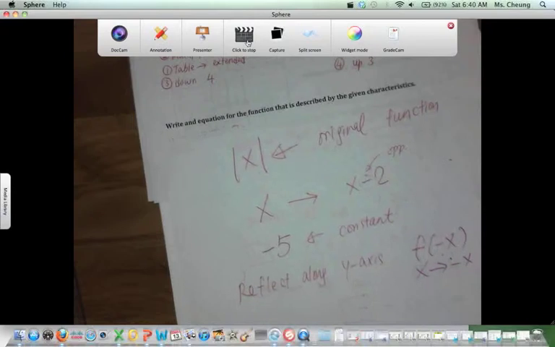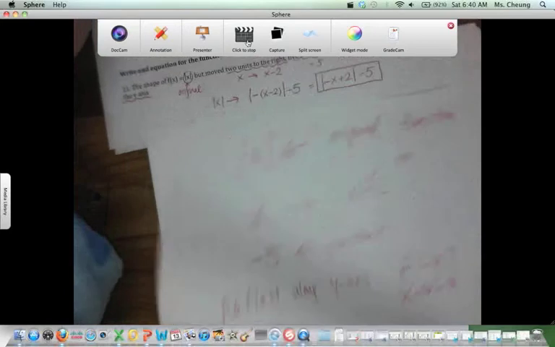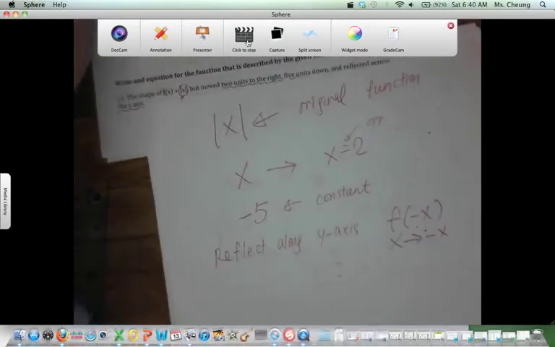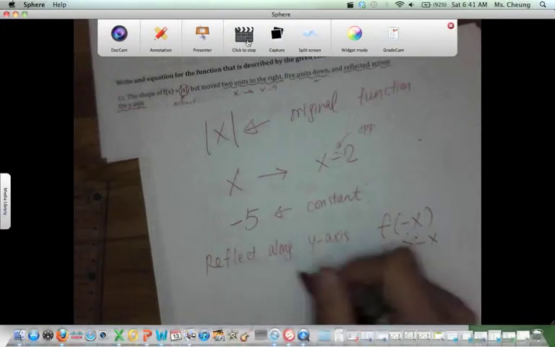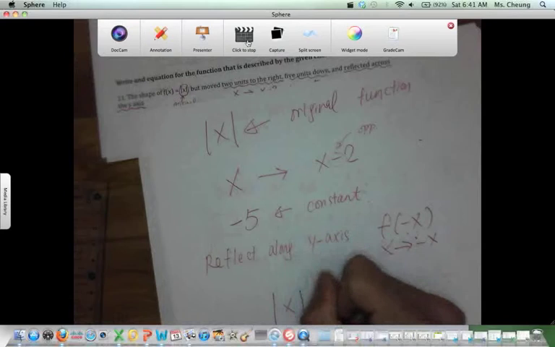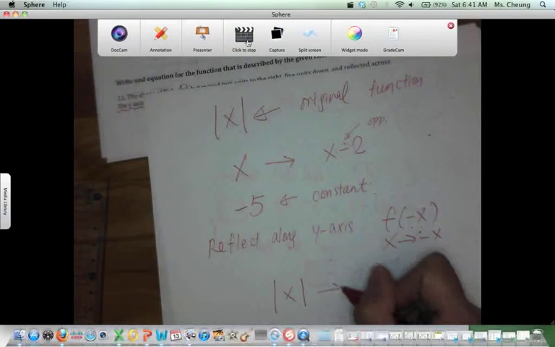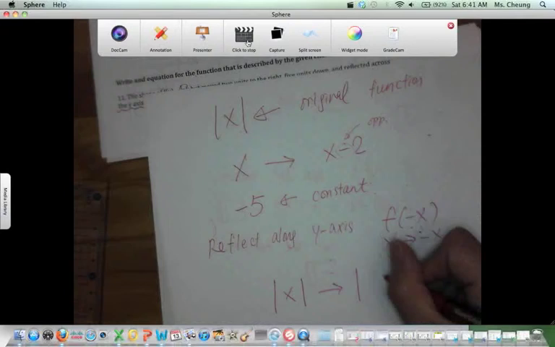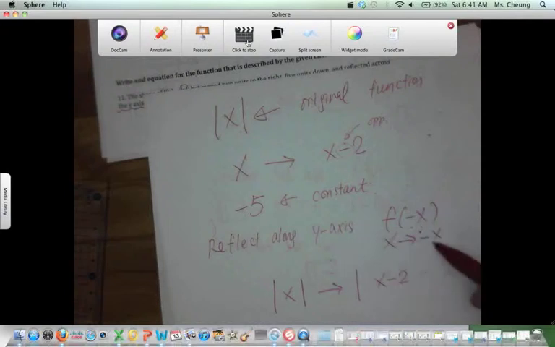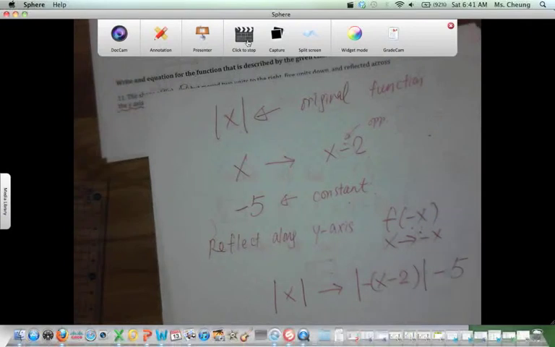So in order to write the whole function, I'm going to write it out. My whole function, the original one, is the absolute value of x. So now it becomes x minus 2, and this x is negative because it's reflected along the y-axis. I have to move down by 5, so I have to add my constant, negative 5.